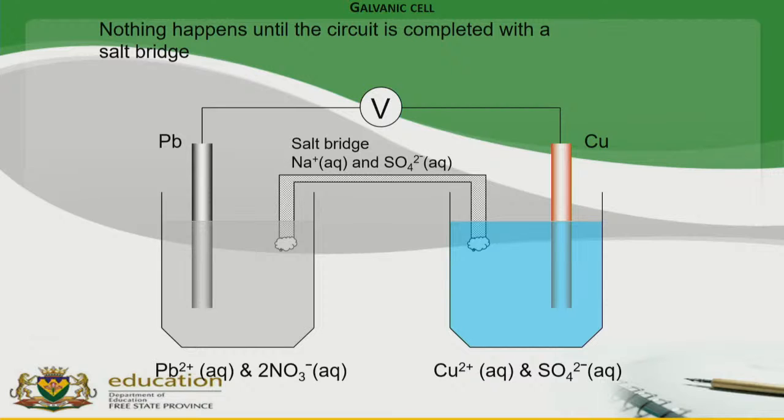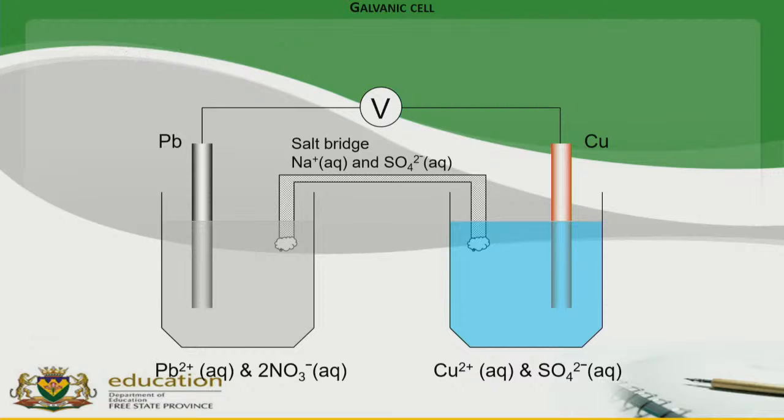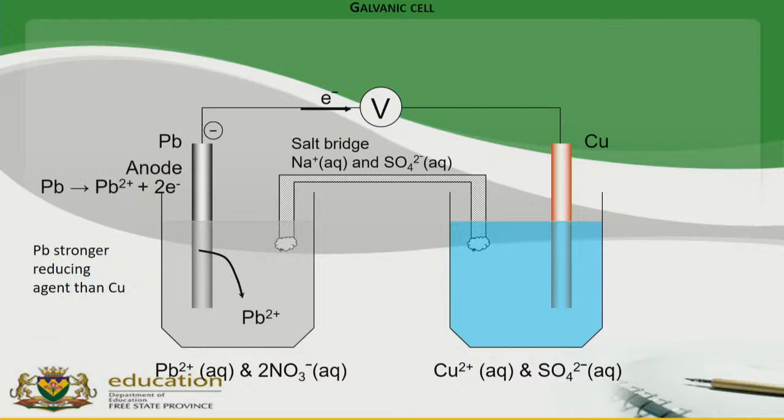Now, let us carry on then. Now you go back to your table. You just showed in the table that lead is a stronger reducing agent than copper. If lead is a stronger reducing agent than copper, it means lead will be oxidized. It means this half cell of lead, that is where the oxidation will occur. And we just said the electrode where oxidation occurs is called the anode. Now what happens? That lead electrode undergoes oxidation. So it forms lead ions.